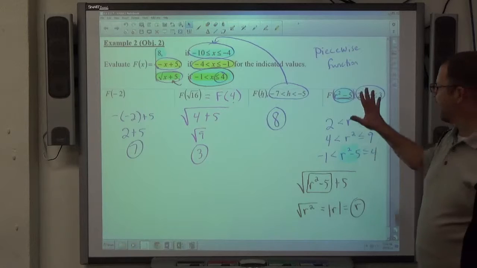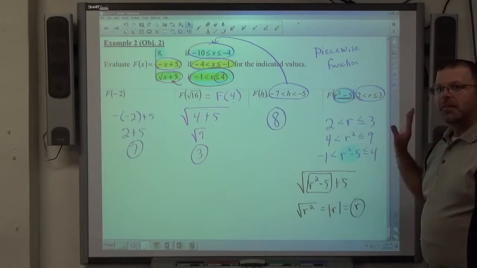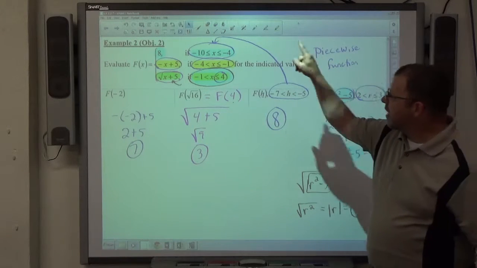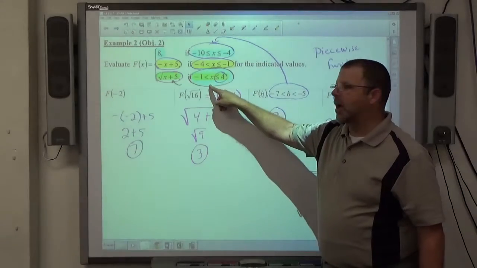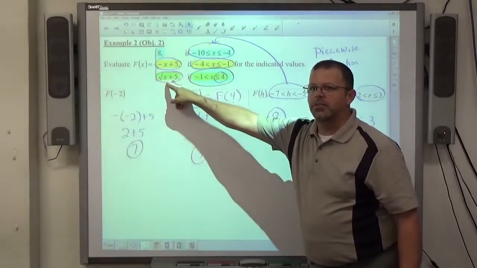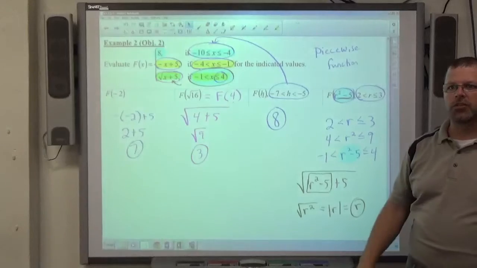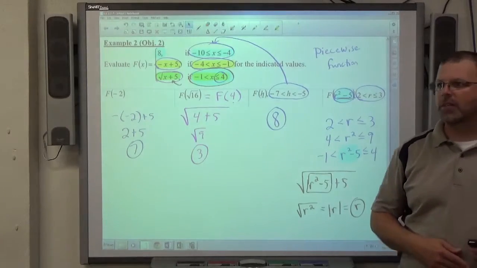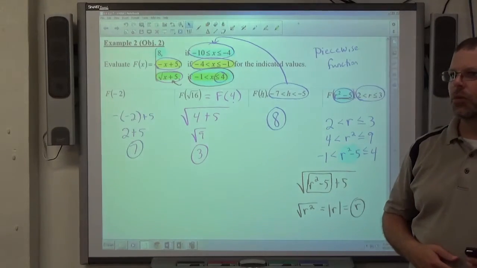Main idea of this problem, though, is not that little beast there. The main idea is identify where your x value lies in order to pick the right function and then just simply do the functional value for that one. That's how you do a piecewise function. Works every time.